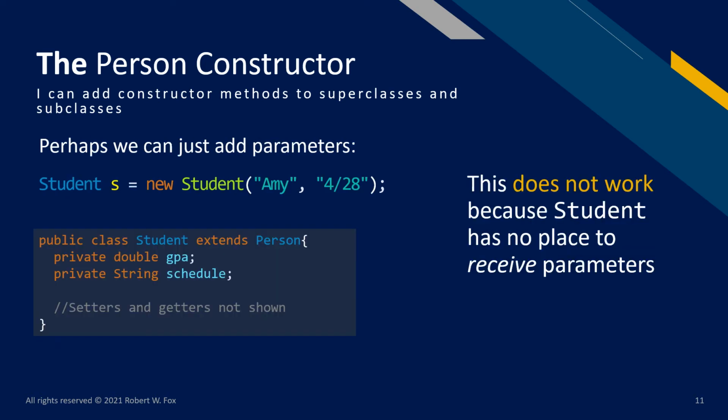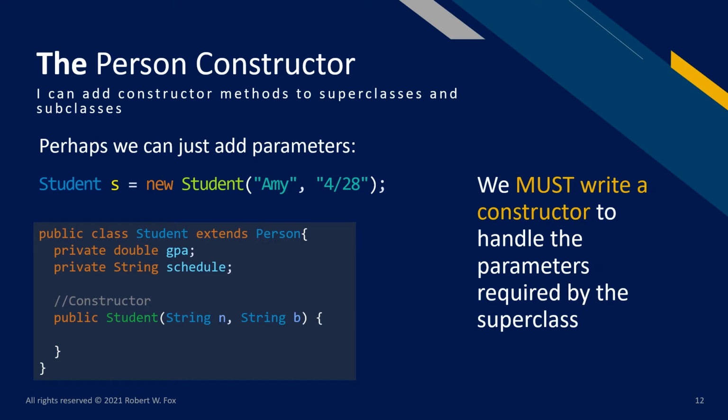Maybe a viable answer is to just go ahead and give the student parameters when we make it. Maybe we can just say student S equals new student Amy and 428, right? Because the superclass constructor is expecting those values. But unfortunately, this doesn't work because if we look in the student class, there's no constructor to receive those parameters.